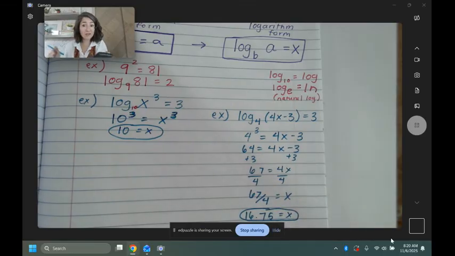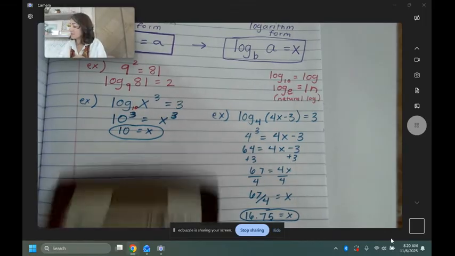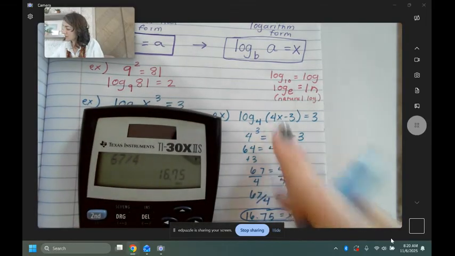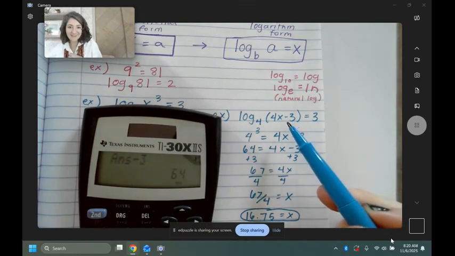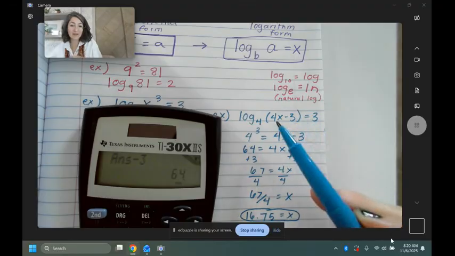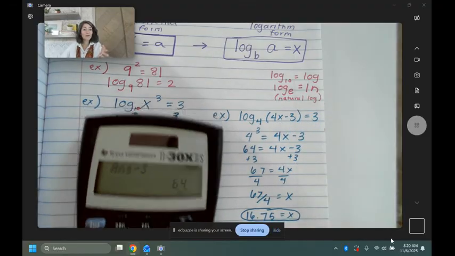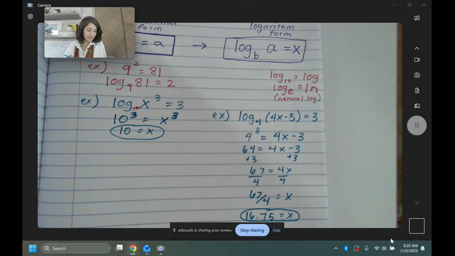Plug it in and check. Plug it in and check anytime you want to. 16.75 times 4 minus 3 is 64. And 4 raised to the third is 64. So it's correct. You win.